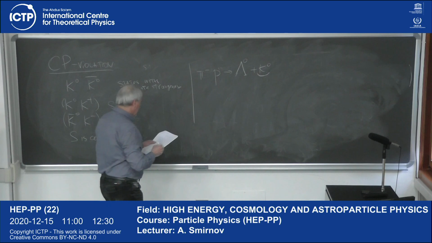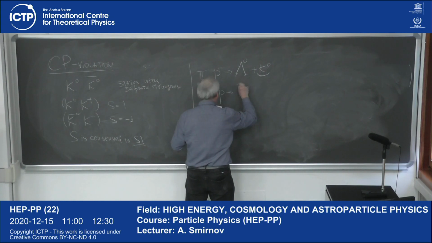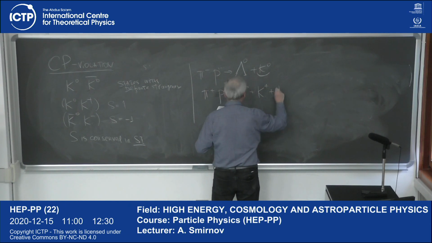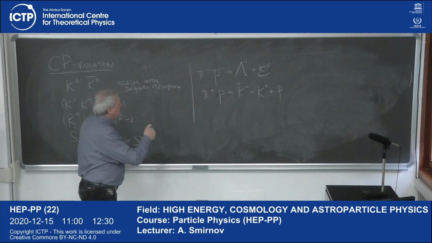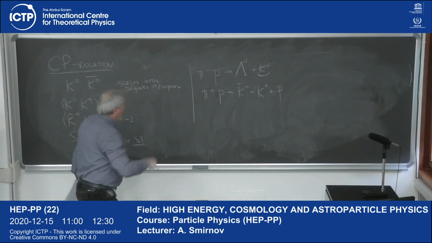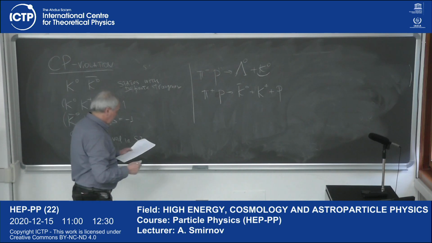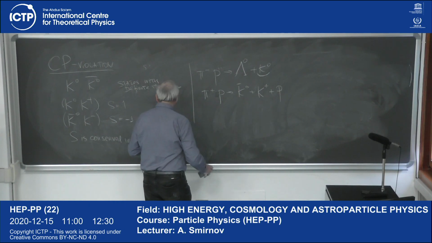And lambda is the lambda hyperon. Or you may have a reaction when you have pi plus proton going to K0 bar plus K plus proton. And again, strangeness is conserved. You see these particles appear in a pair as well as here. And what appears is particles with definite strangeness.